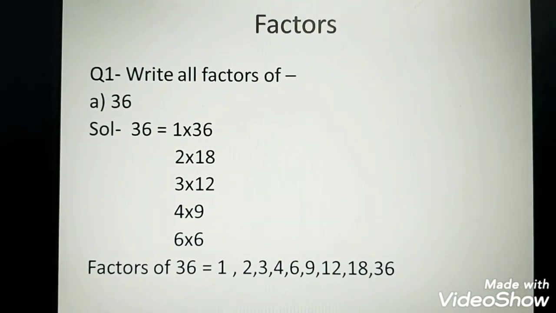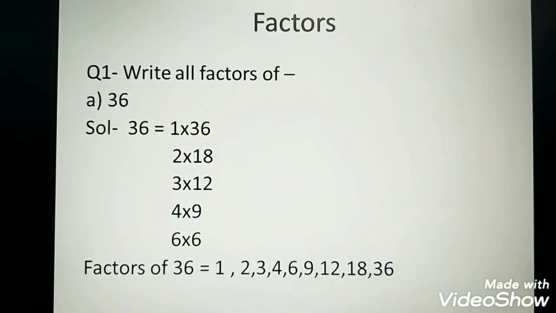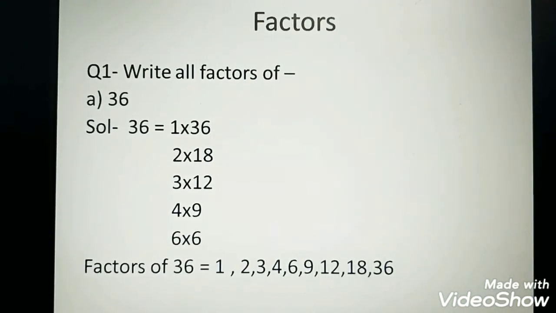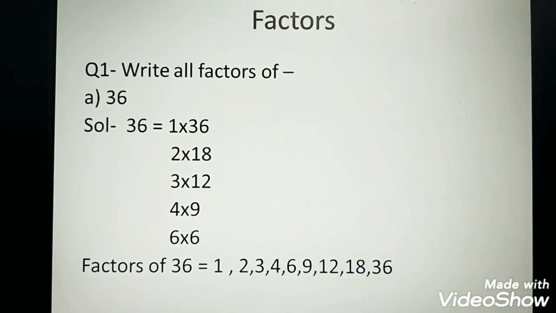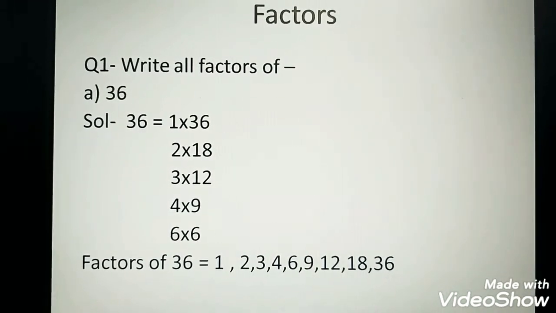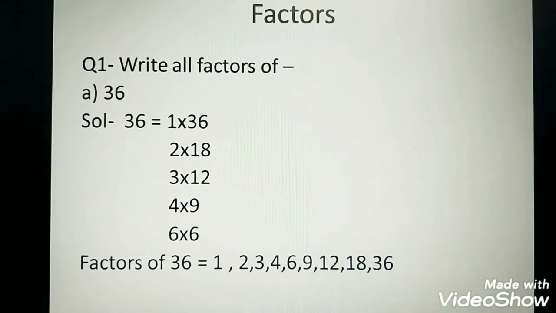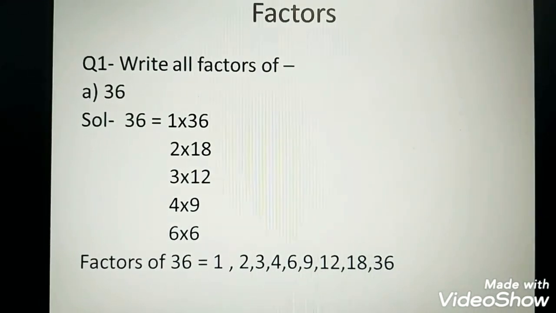Now factors. The first question is: write all factors of 36. So how will you get 36? Now 1 into 36 is what? 36. 2 into 18 is what? 36. 3 into 12 is what? 36. 4 into 9 is what? 36. And 6 into 6 is 36. So the factors of 36 are 1, 2, 3, 4, 6, 9, 12, 18, 36.